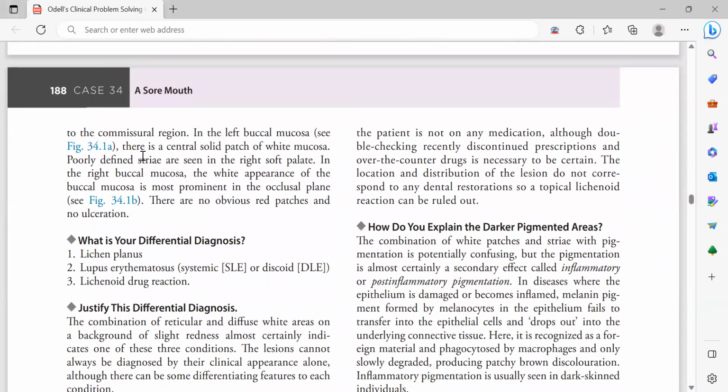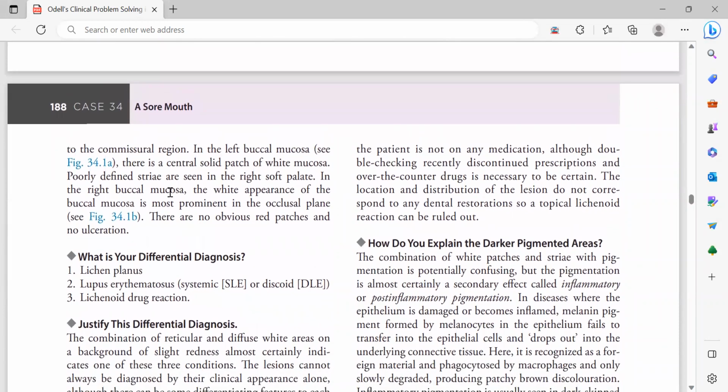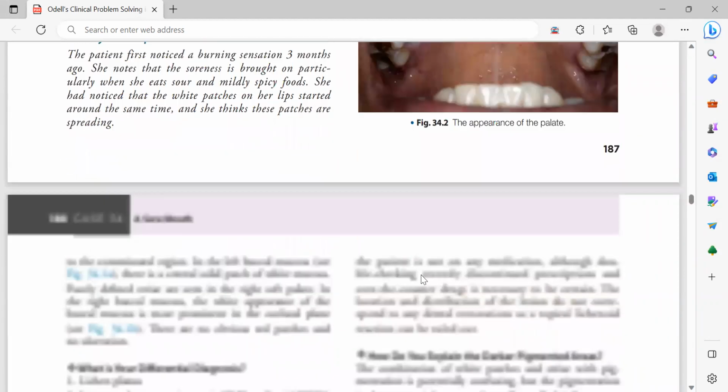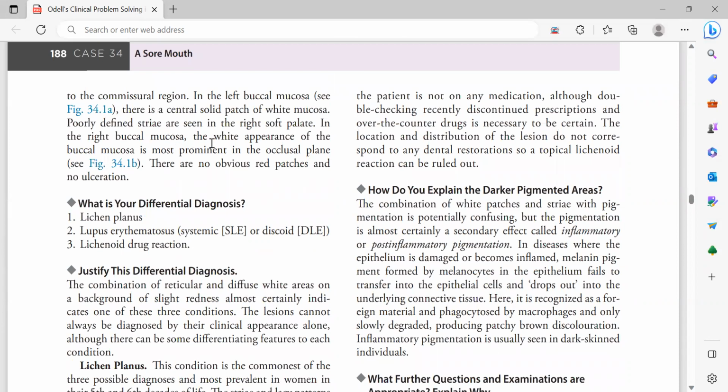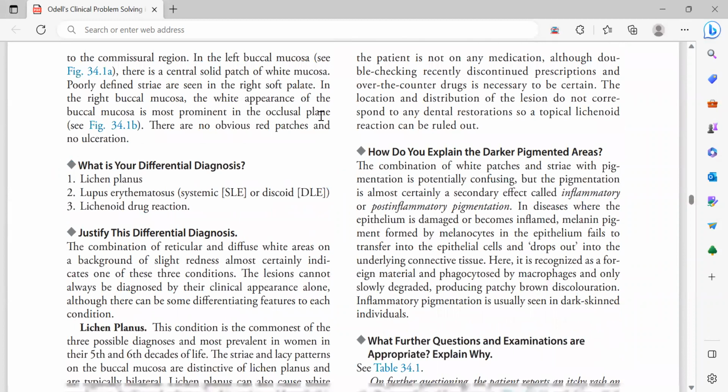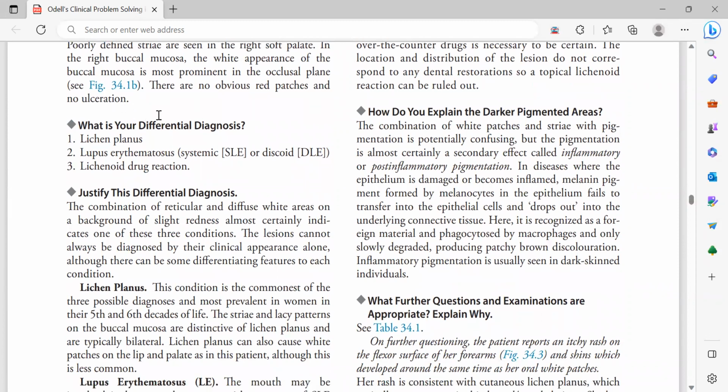In the left buccal mucosa, there is a central solid patch of white mucosa, and poorly defined striae are seen in the right soft palate, like here. In the right buccal mucosa, the white appearance of the buccal mucosa is most prominent in the occlusal plane. There are no obvious red patches and no ulceration.